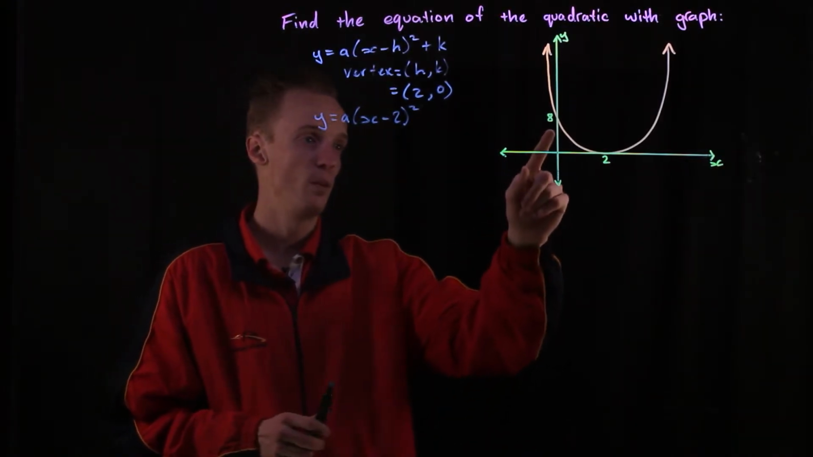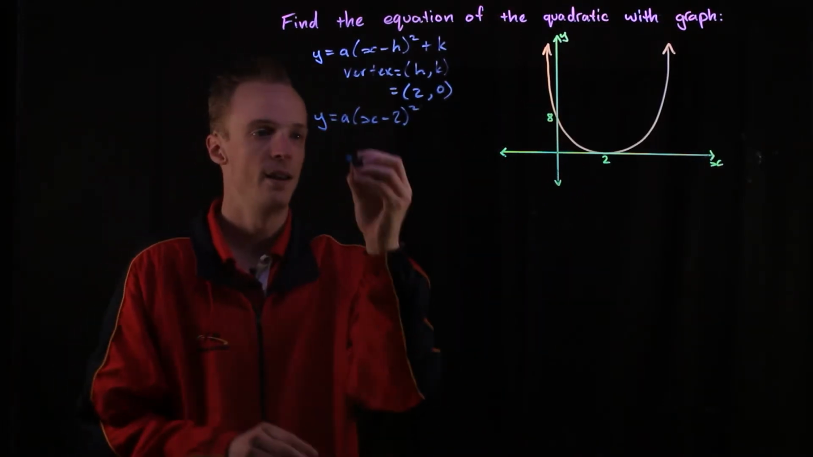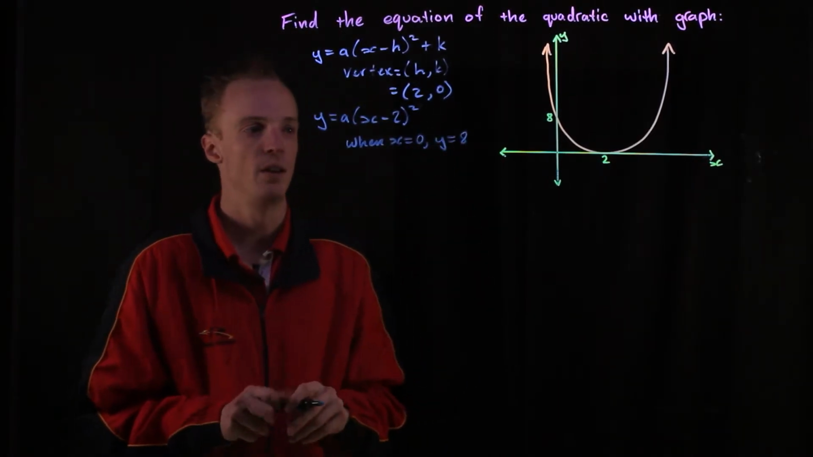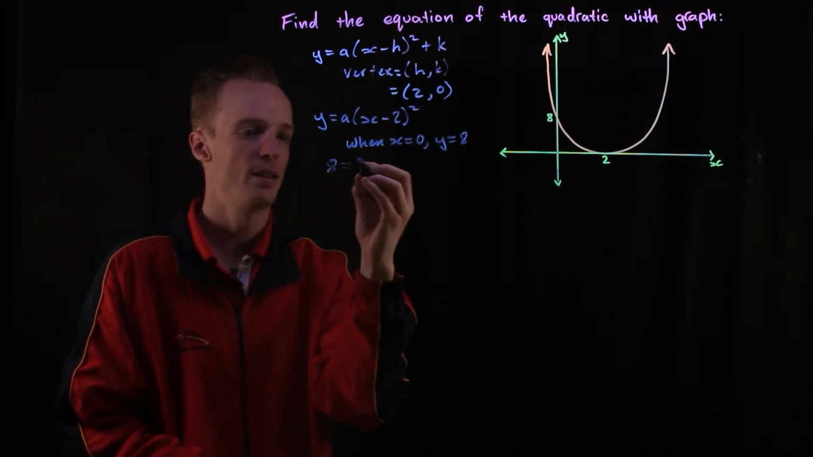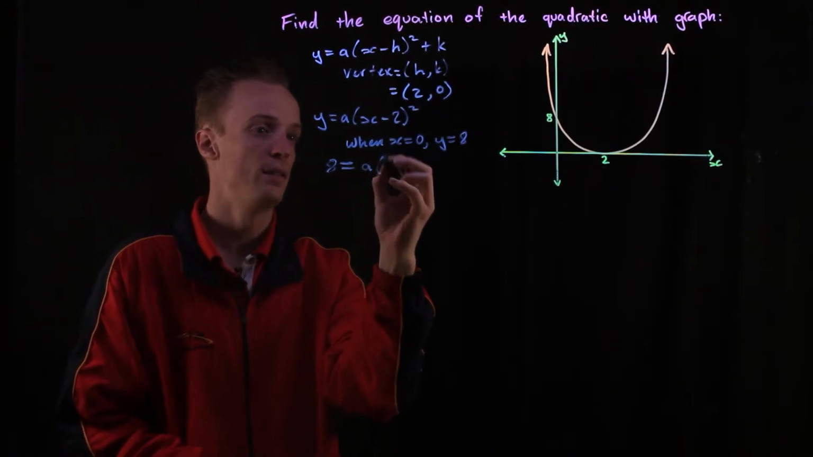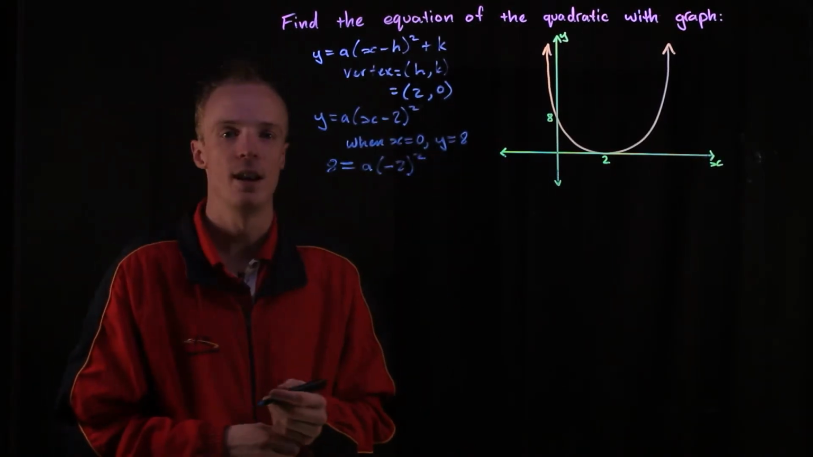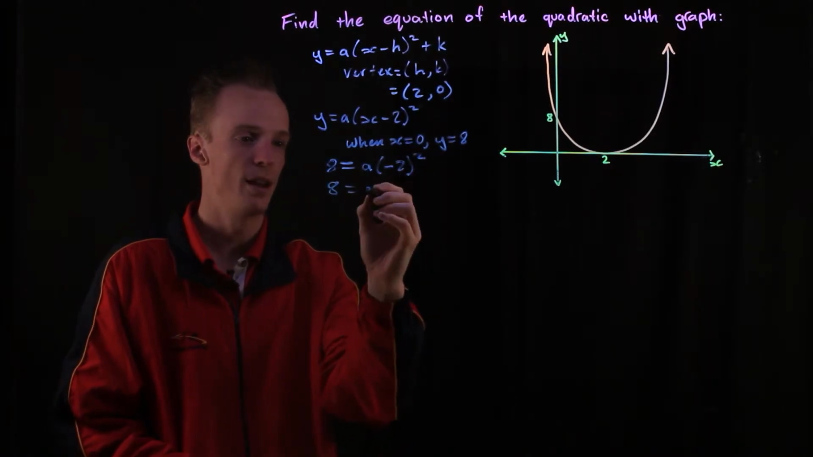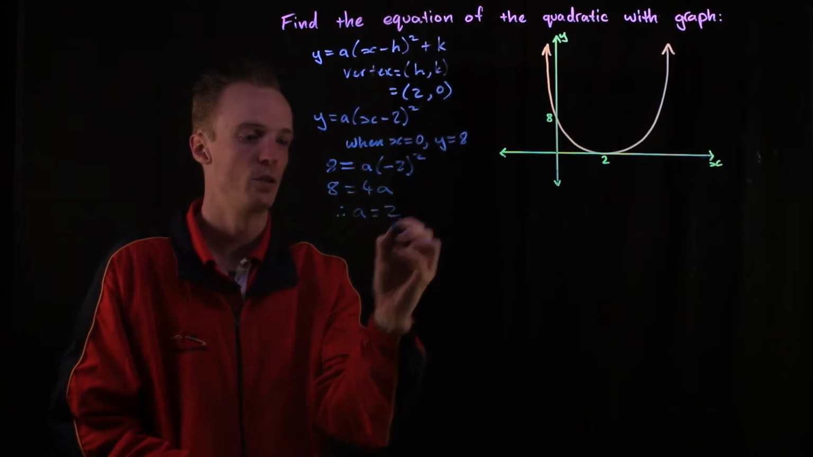Now I know that when my x is 0, my y has got to be equal to 8 from that coordinate. And I substitute those values back in. So my 8 now has to equal a times (0 - 2), which is negative 2, all squared. So now I'll solve for my a. When I simplify this, this will be positive 4a. So therefore my a is going to be equal to 2.